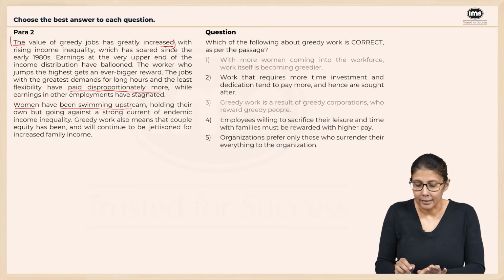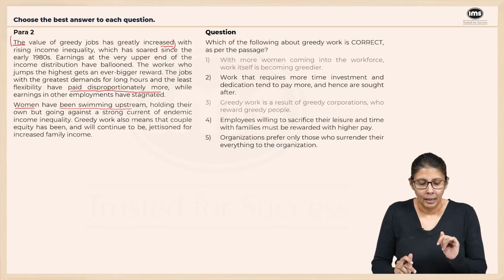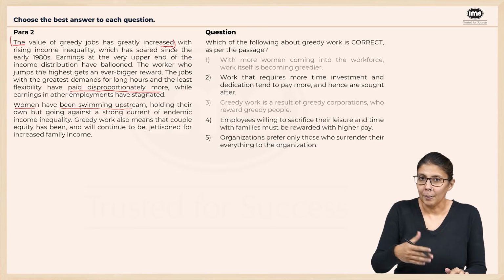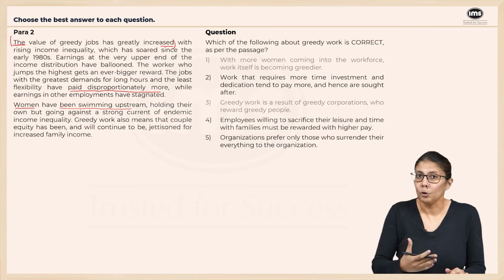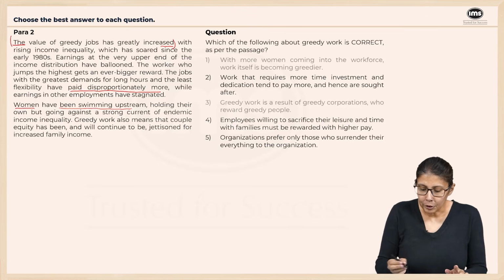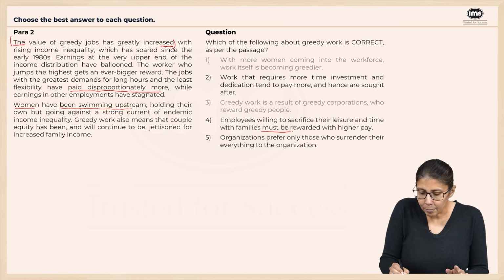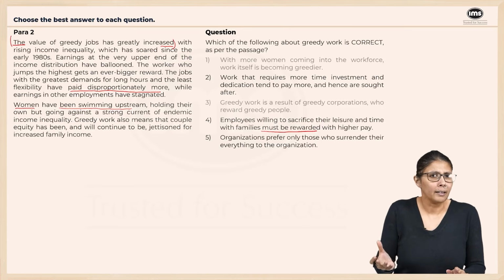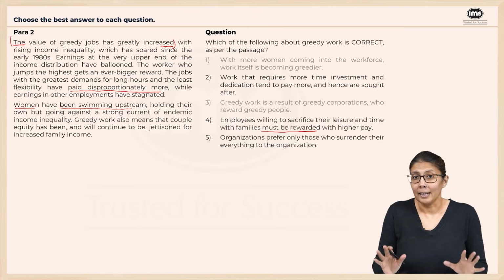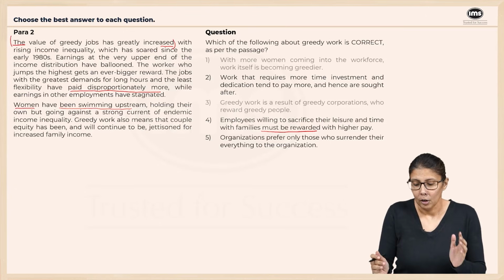The fourth one says employees willing to sacrifice their leisure and time with families must be rewarded with higher pay. Now, it seems that on the whole, people who give up family time and free time to work more do get paid more. But the problem with option 4 is "must be rewarded." In general, this seems to happen, but there is no criteria that tells us that this has to happen. So option 4 is not the correct choice.